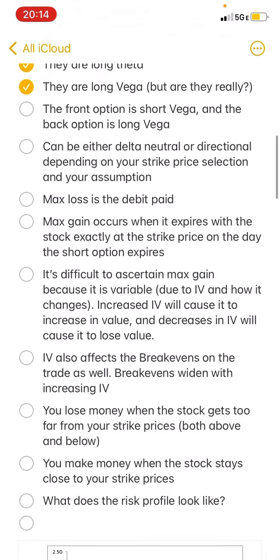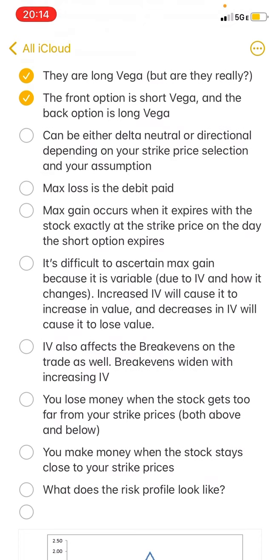Now, they're also long vega, and I have in parentheses here, but are they really? Because when you read about these things, they all say, yes, they are net long vega. So the front option is short vega. Anytime you're selling an option, you are short vega, which means if volatility increases, you're going to lose money. If volatility decreases, you're going to make money.